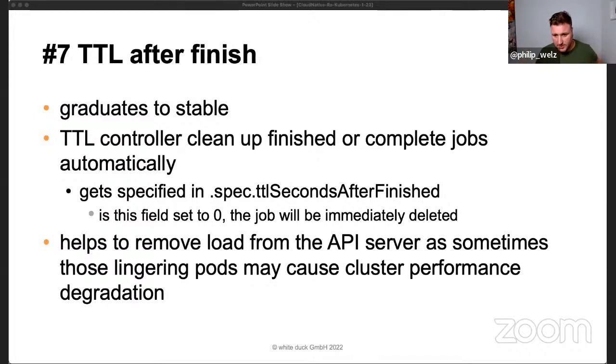So we can specify ttlSecondsAfterFinished on the job to define when we want them to be deleted. If we set the field value to 0, for example, the job will be immediately deleted, or we can also specify, I don't know, 1 hour, and then it would check the status of the jobs and delete them automatically. So this is a cool feature if you have a high amount of jobs running in your clusters, to get them automatically removed finally.